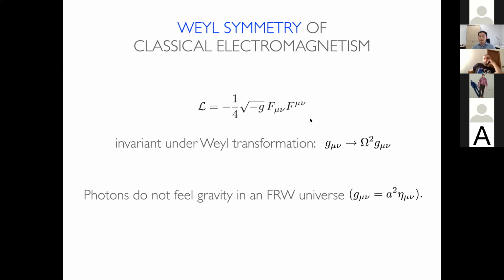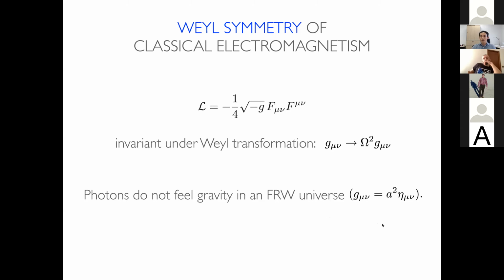So what this means is that as long as you are in a Weyl flat spacetime, namely spacetimes like the FRW metric, which can be connected to a flat Minkowski space through an overall factor, the equation of motion of the photons takes exactly the same form as in flat Minkowski space. In other words, the Maxwell equation takes exactly the same form whether you put your photon in flat Minkowski space or in an expanding FRW universe. So in this sense, photons do not really feel gravity in an FRW universe. And if they do not feel gravity, of course, they cannot be produced gravitationally.